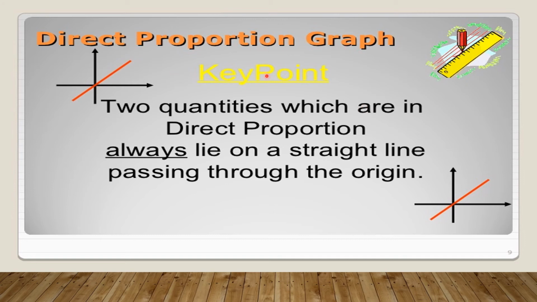Direct proportion graph. Two quantities which are in direct proportion always lie on a straight line passing through the origin. This shows that if two values are directly proportional to each other, then the line between them will be a straight line that passes through the origin.